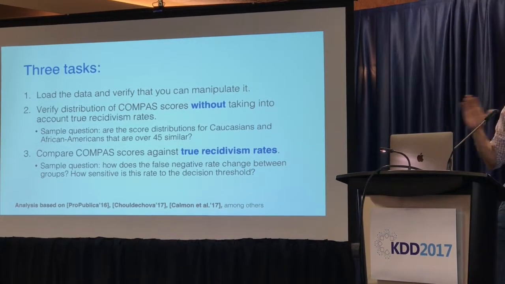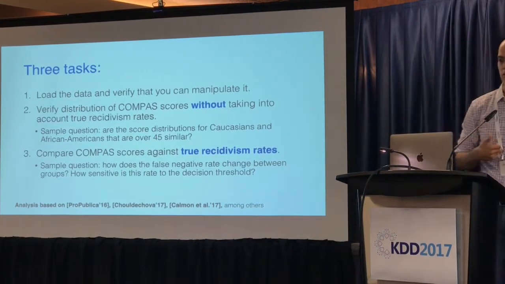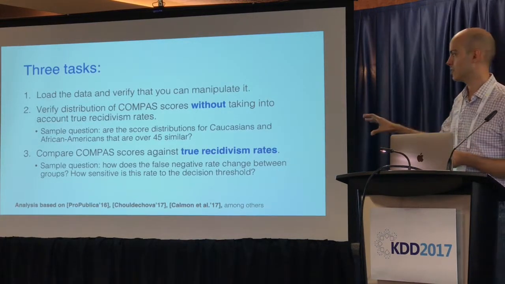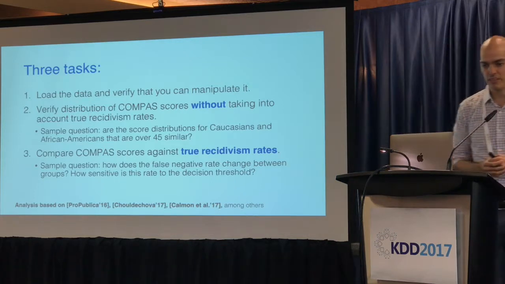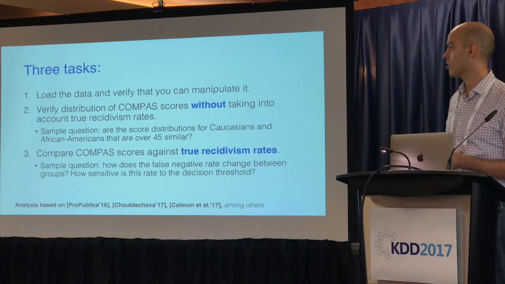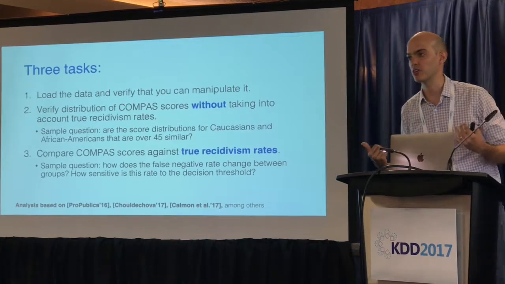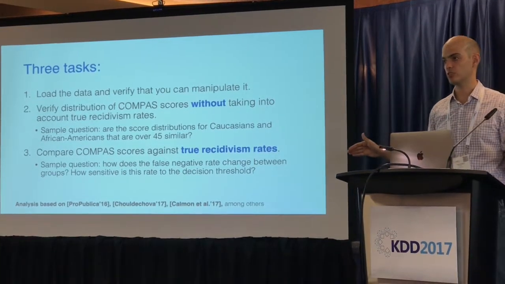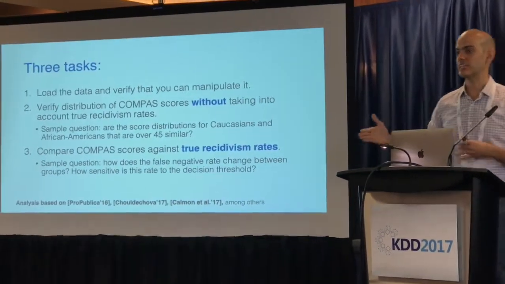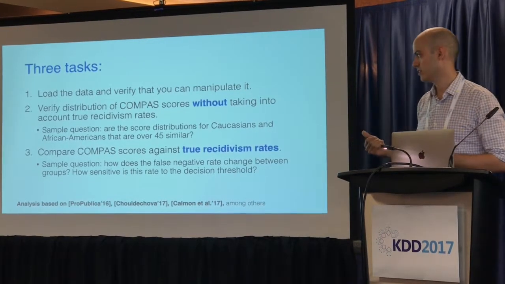We're going to be focusing on those 2 groups today, mostly because for the other groups, for example, Latino and Hispanics, we don't have enough data points in the data set. These are by far the most amount of points that we have. An example question you're going to try to answer is: are the score distributions for Caucasians and African Americans that are over 45 similar? You're going to notice an imbalance in the scores, but when you condition on different attributes, age, gender, does that score change, or do we continue to perceive this bias in the COMPAS score distribution?